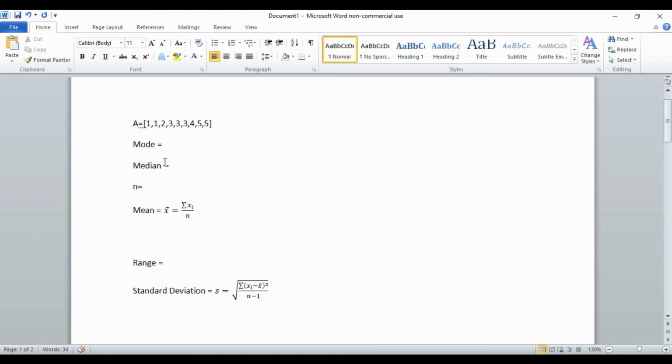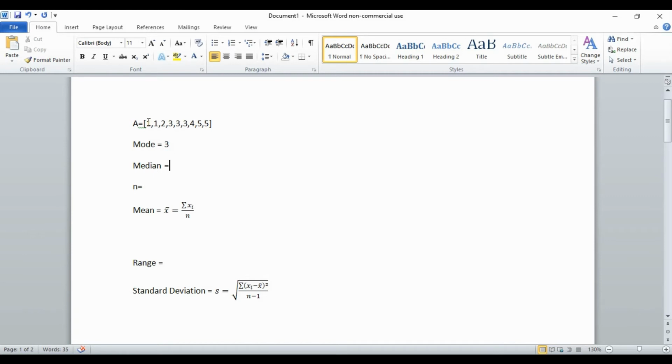So usually we start off by doing the mean first, but I'm going to start off with the mode because that's the number that's going to occur the most. So when you look at this data set, which is 1, 1, 2, 3, 3, 3, 4, 5, 5, 1 occurs twice, 2 occurs once, 3 occurs 3 times, 4 occurs once, and 5 occurs twice. So the mode in this case is going to be 3.